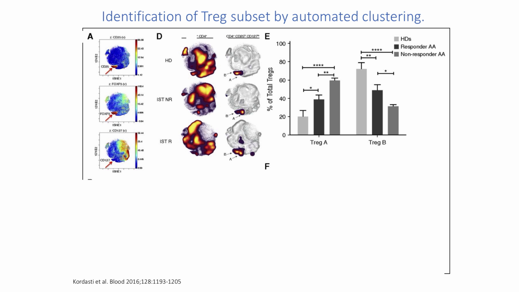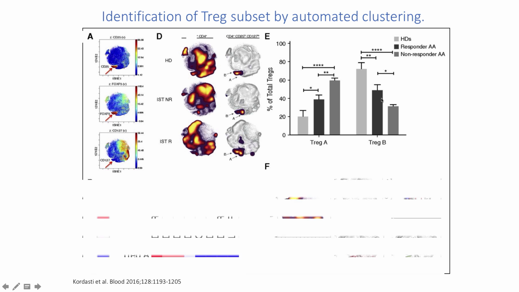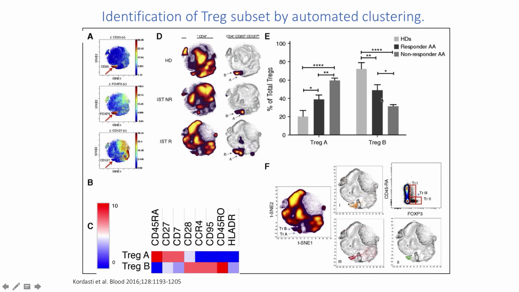But Treg A or B are functionally different, and the number of these cells is predictive for response to immunosuppression in some of the autoimmune diseases. And interestingly, they can be identified by a handful of markers.